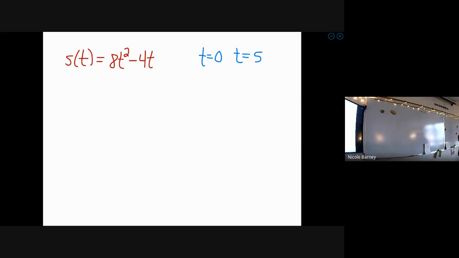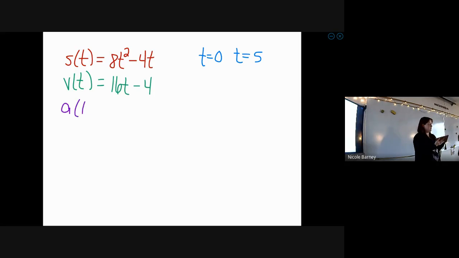Think about the graph. Okay, so here we have a position function. This tells me exactly where everything is at any given point, right? So let's go ahead and find the velocity function and the acceleration function just so that we have those if we need them. So velocity, remember, is the derivative of the position. So we have 16t minus 4. And the acceleration is the derivative of the velocity, which is just 16. So this actually has a constant acceleration.